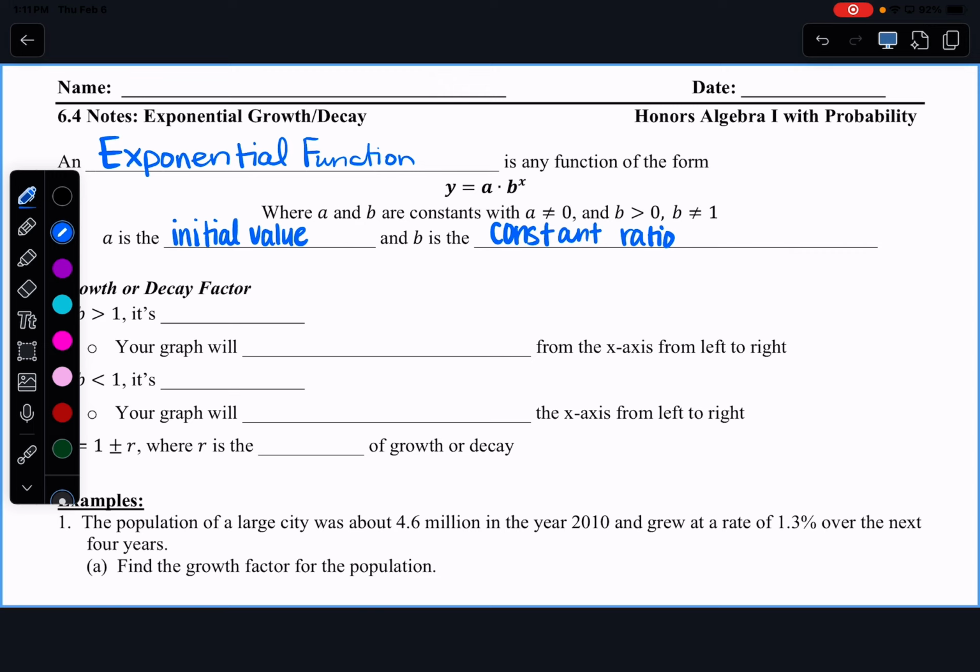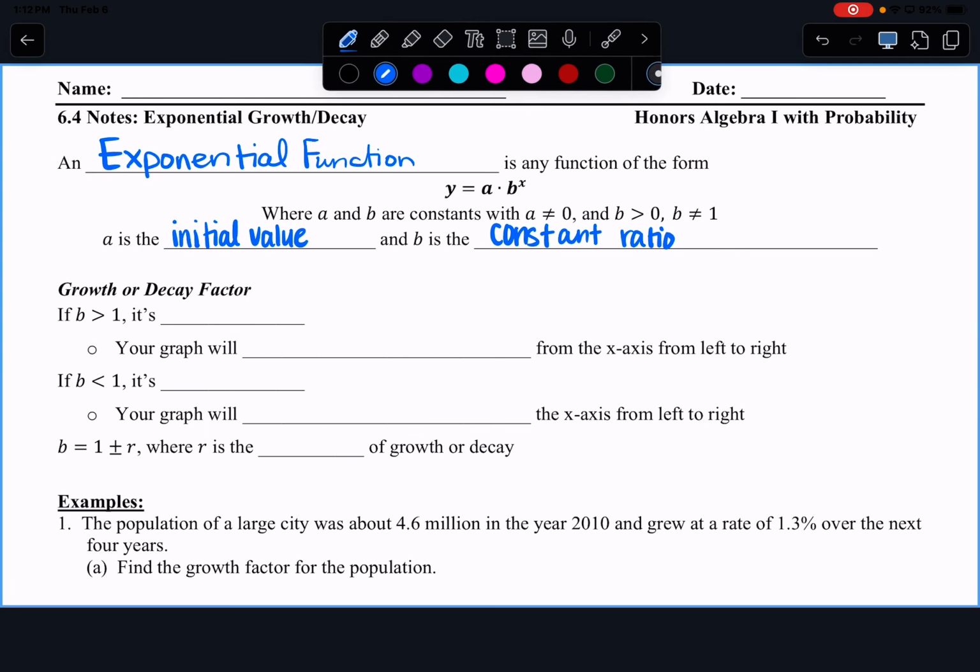So the specifics we're going to look at today are growth and decay functions. Exponential functions are usually used to model this type of equation. For a growth or decay function, we first have to figure out which it is. To do that, we look at our b in the equation first. If b is greater than 1, it is a growth function.